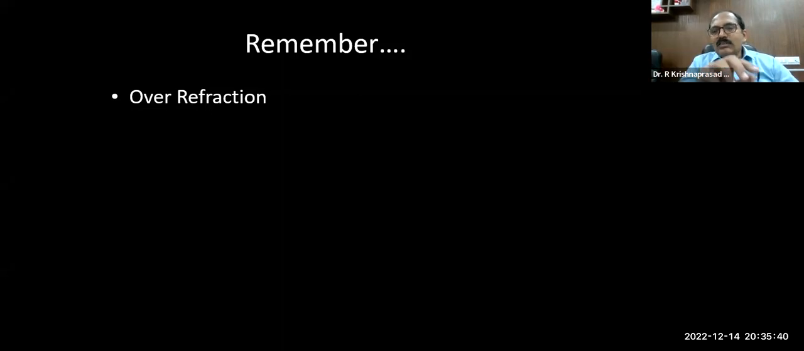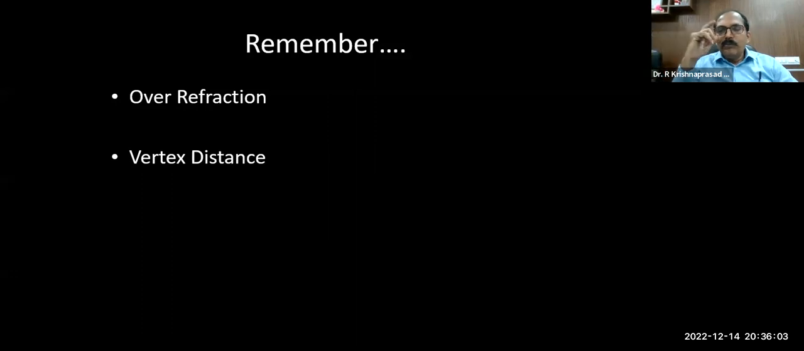So over refraction is something that you should know, and you should be adept at doing this using a streak retinoscope. And the vertex distance is very important. Whatever refractive power we give, it is only compatible with a known, predetermined vertex distance.